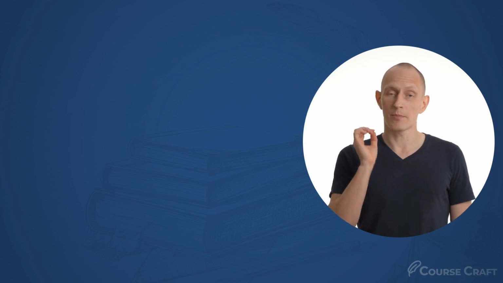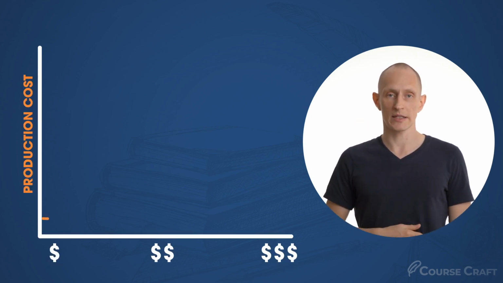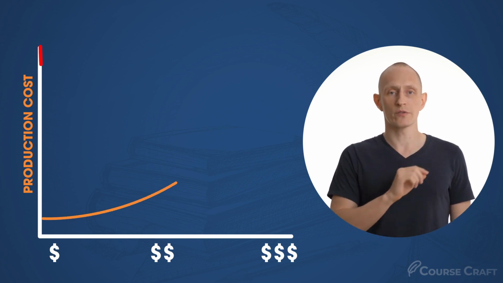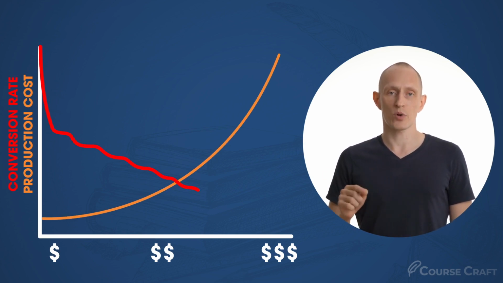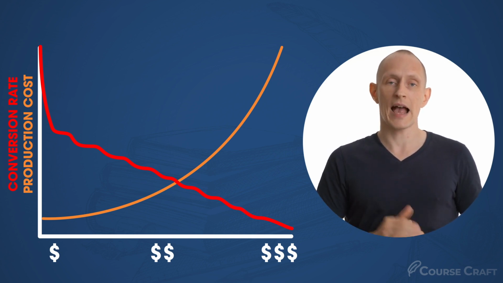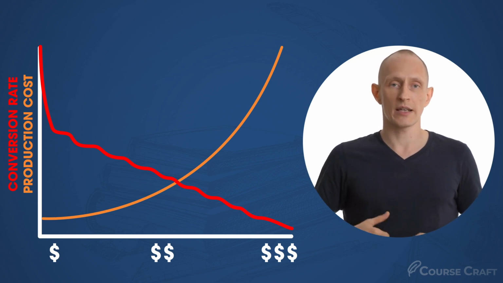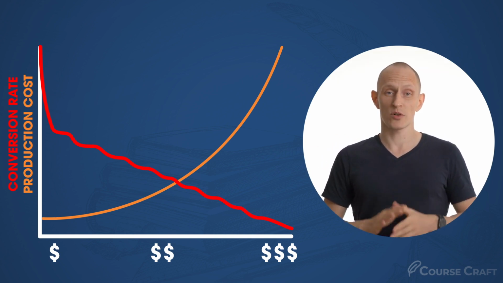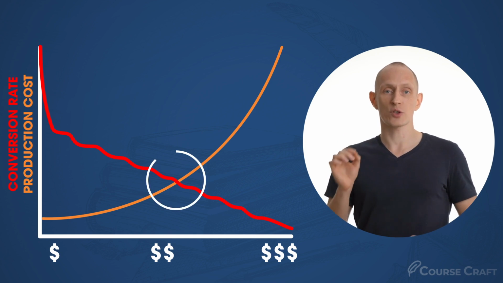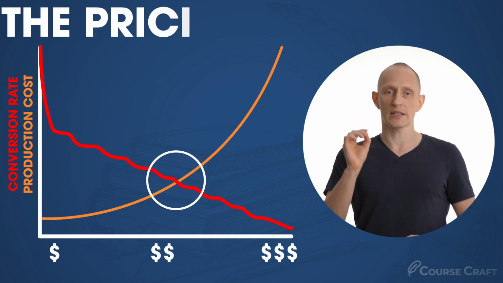So now we can combine our two graphs. We can look at how the production cost increases as price increases, and we can look at how conversion rate goes down as price goes up. And remember, the conversion rate curve basically represents how much work we have to put into reaching enough people to make our $10,000. And this is where we come to our solution, because these two graphs cross over, and the point where they cross over is what I call the pricing sweet spot.